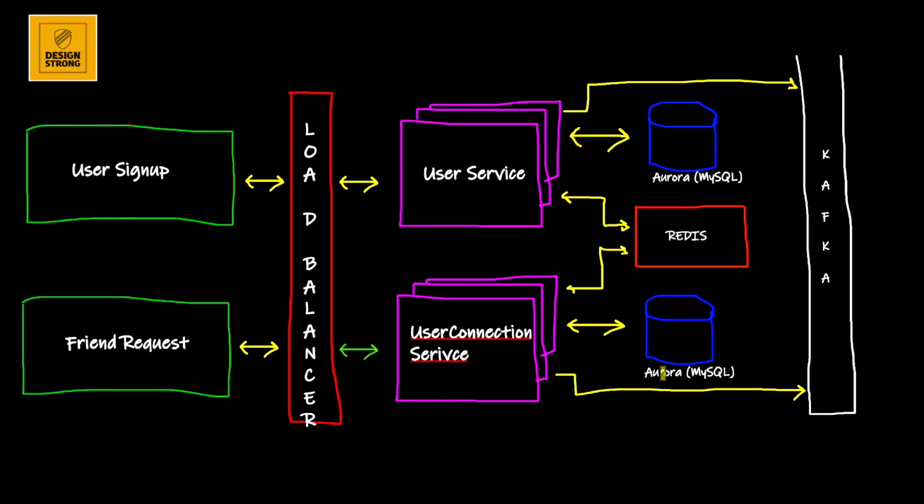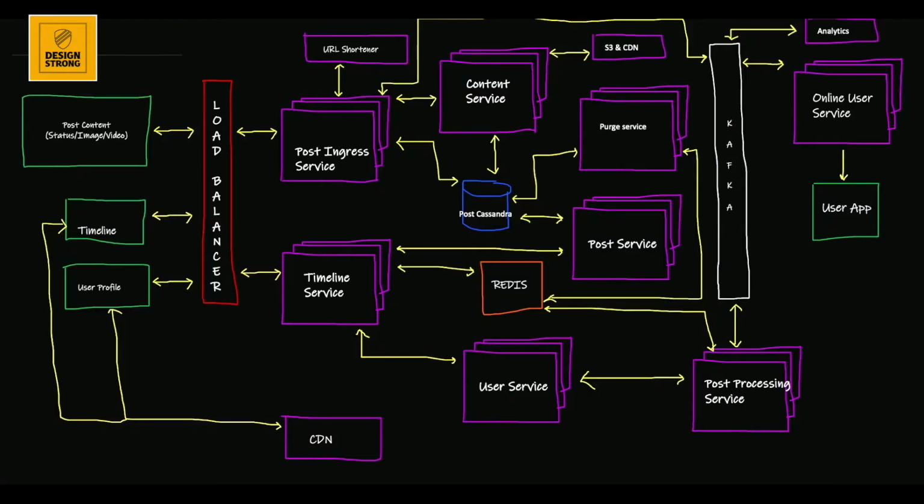Now these services, the user service and user connection service, will also be connected to a Kafka queue, and this Kafka queue will act as input for other services in the system, which we will see next. Next, in the Facebook design question, we will see how we handle the scenario where a user posts some content, a user visits their timeline, and a user checks their own or somebody else's user profile.